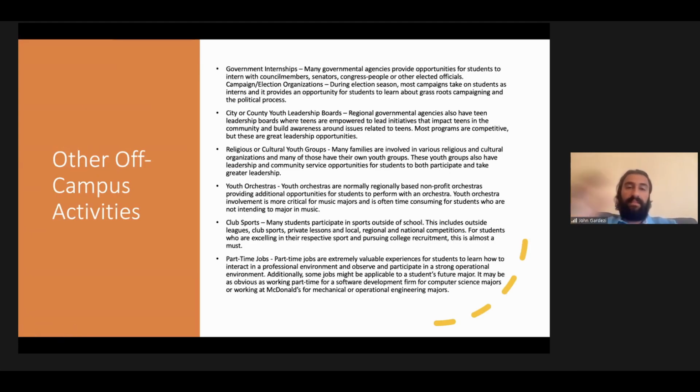And so some other off-campus activities, you've got a lot of students who go down the government internship path. So sitting on school boards or county boards or youth commissions are really great. Religious or cultural youth groups are great, particularly when it's representing a religious group or cultural group that you are affiliated with. That's a phenomenal way of getting involved in a service type activity. Youth orchestras are great. There are lots of students who will join either state, national, or regional orchestras. They do take up a lot of a student's time, but they're great for developing yourself as a musician and as a member of a student community. Some students also participate in club sports outside of school. And so I would consider these types of activities in the same realm of just simply doing sports.